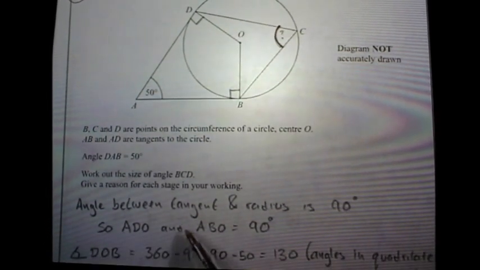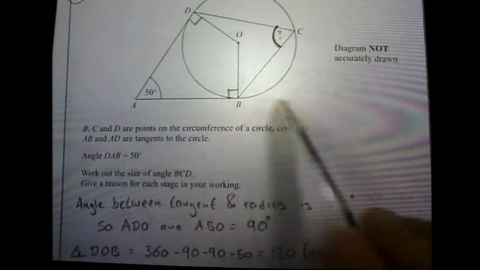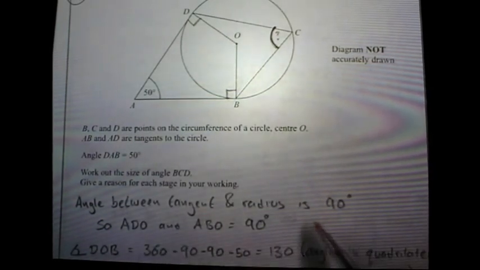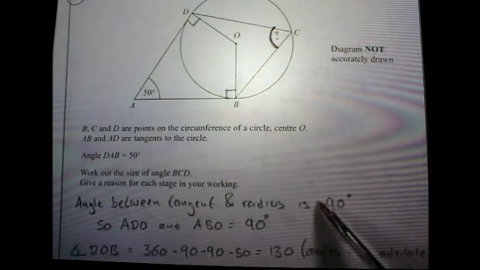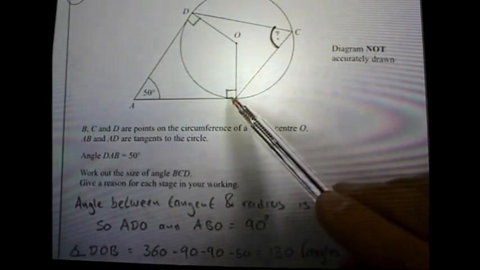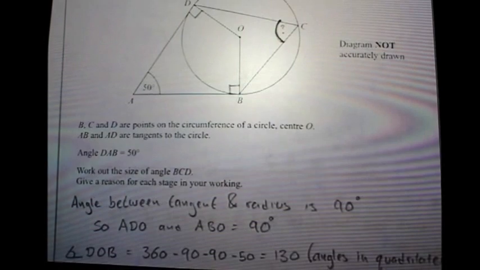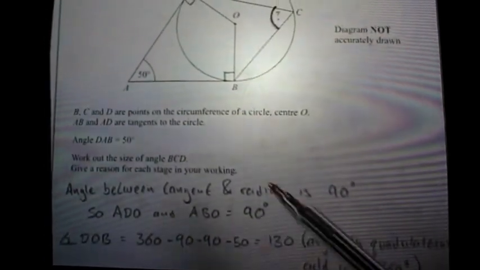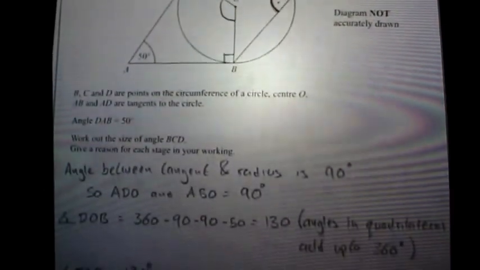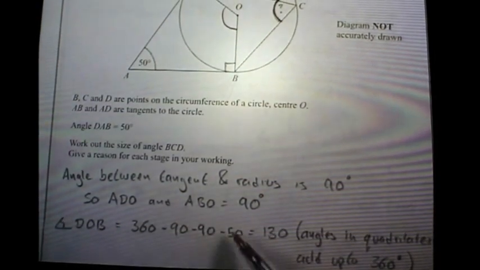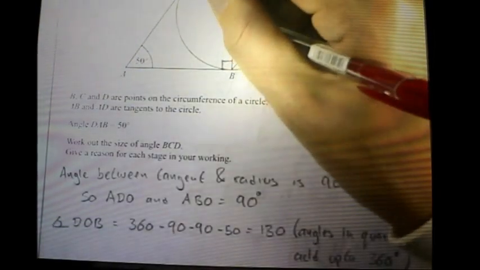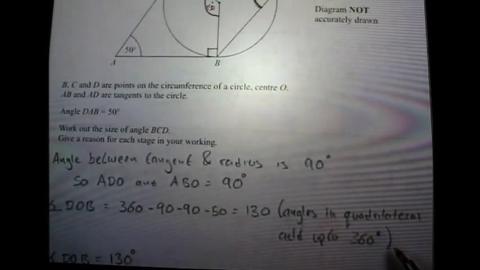There's some things you've got to know. An angle between a tangent, and this is a tangent here because it hits the line, and the radius, so that's obviously the radius there, is always 90 degrees. So that's why I've labelled that one 90 and that one 90. So angle DOB, which is this one in here, I can work out because it's 360, because it's a four-sided shape, look. Take away 90, take away 90, take away 50 is 130. But you need to be saying quite clearly that angles in a quadrilateral add up to 360.